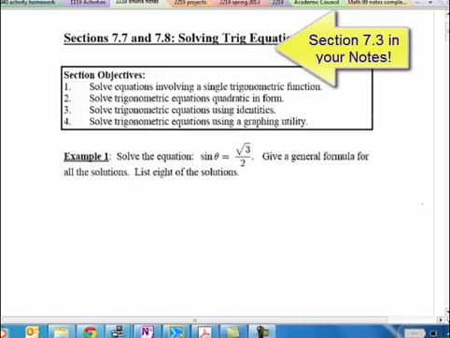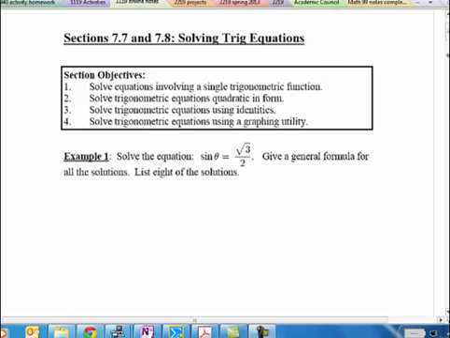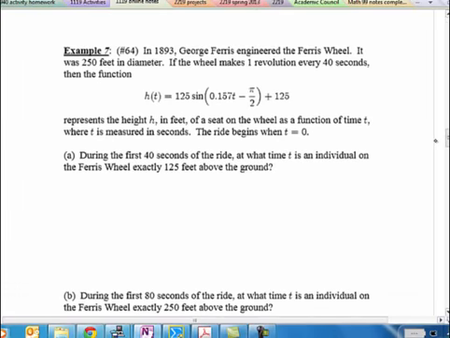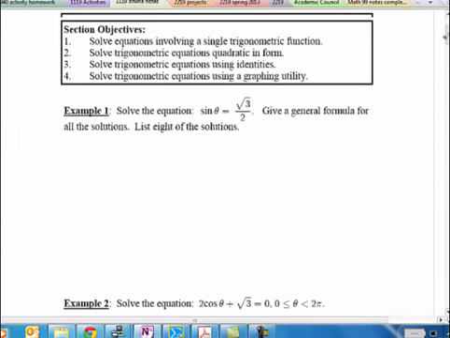In this video, we're going to look at solving trig equations, and I'll probably break this set of notes up into two videos, just because it'll get pretty long, I think, if I put it all together. So we'll probably have one video through example 7, and then another video through the rest of the examples.